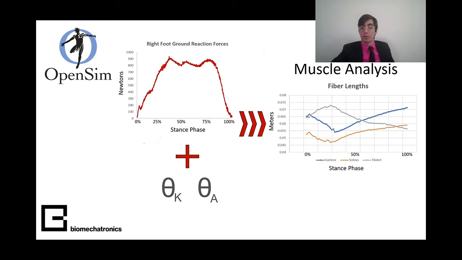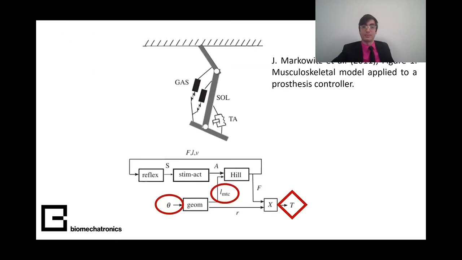Applying the ground reaction forces collected from force plates and the kinematic data, you can use OpenSim to determine specific muscle parameters through muscle analysis. This would give us the input for the musculoskeletal model that would be applied to the prosthesis. So as I said before, you can back out all the inputs to then get a predicted torque.